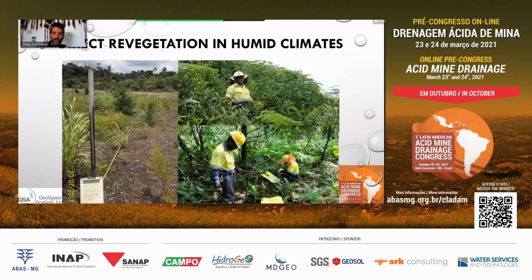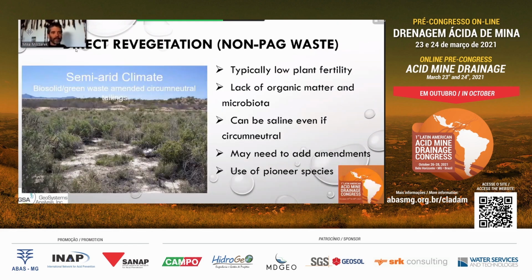Now, I wanted to talk about this. In semi-arid climates, and by that I mean between 200 and 400 millimeters of precipitation, it becomes quite difficult to do direct revegetation. Usually this is a problem of salinity, because the salinity builds up in the waste and it doesn't get flushed out by precipitation.